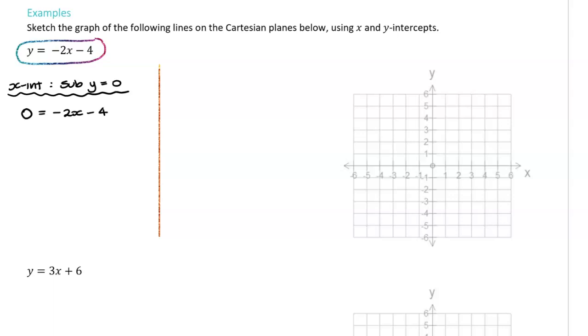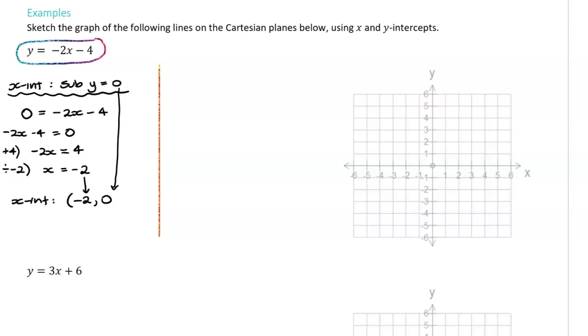Now we're going to solve that. Minus 2x minus 4 is going to equal 0. We'll add 4 to both sides, so minus 2x will be equal to positive 4. Dividing by negative 2, x is going to be 4 divided by negative 2, which is negative 2. Now let's write that as a point. So the x-int is negative 2, and the y value that matched up with that was 0. So that's our first point.